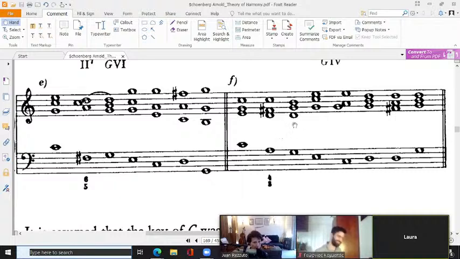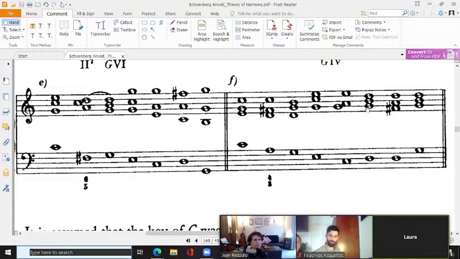And then 1, and then 4 in first inversion, and then 4, no, and then 7, but we have A, C, and E. Oh, 2. Yes. 2 with what? What happened here in the tenor? 2 with a 7th, yes, in first inversion.